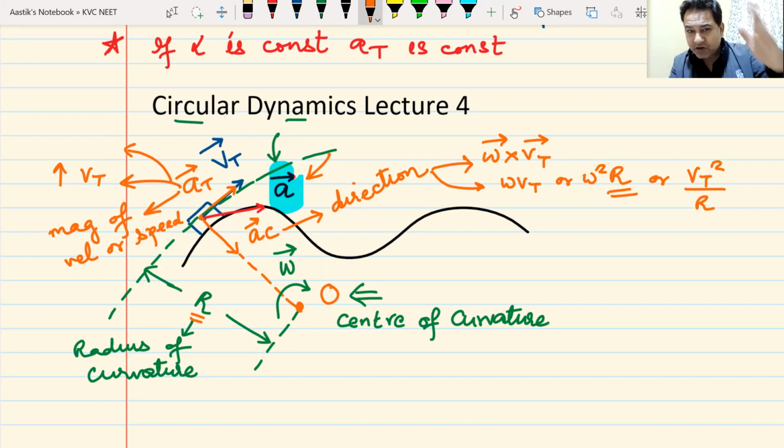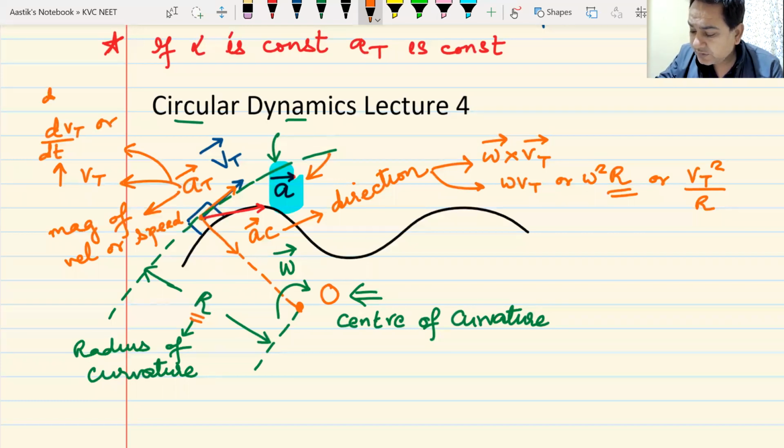We are doing circular motion, but now we have expanded our horizon and seen the most general case of motion, and we are now able to relate it with circular motion. Can you now tell me what will be the value of this AT? Tangential acceleration. And this tangential acceleration will be simply equal to d by dt of Vt, speed, or I can write it as d by dt of magnitude of Vt. Do we understand this?